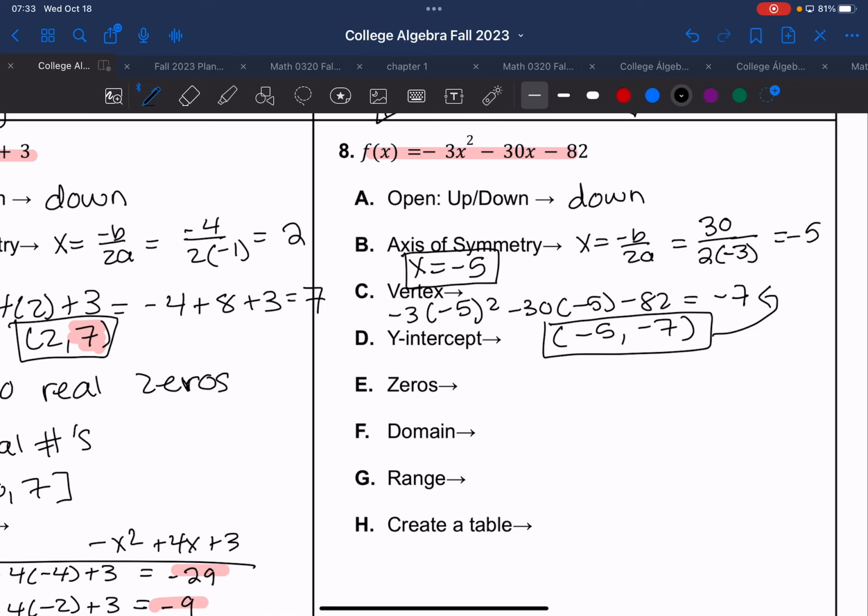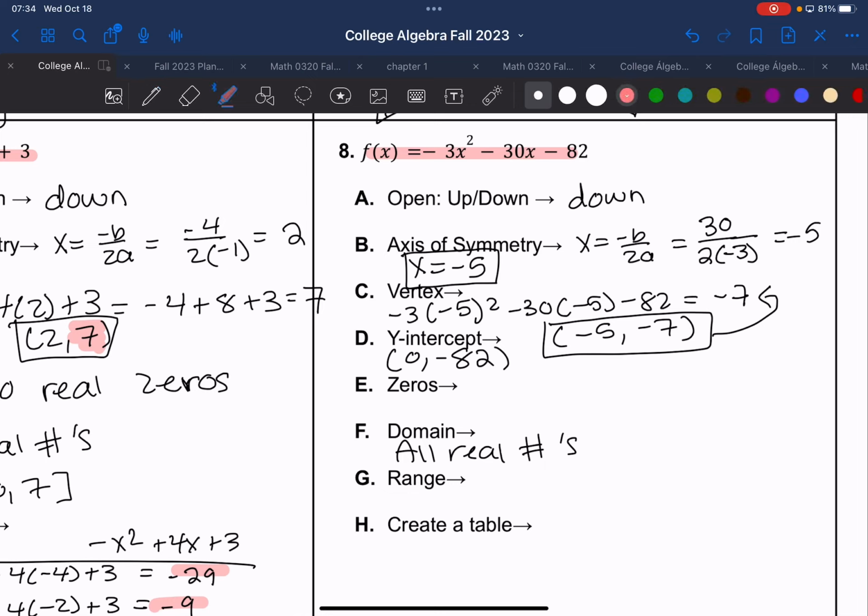Without doing any math here, what's our y-intercept? 0, comma, negative 82. Good, 0, comma, negative 82, because whatever that last number is, we're going to skip the zeros for now and look at the domain. Domain is always what? All real numbers. And for the range, we're looking where? Your y value of the vertex.